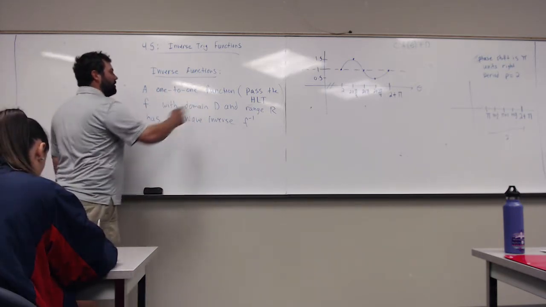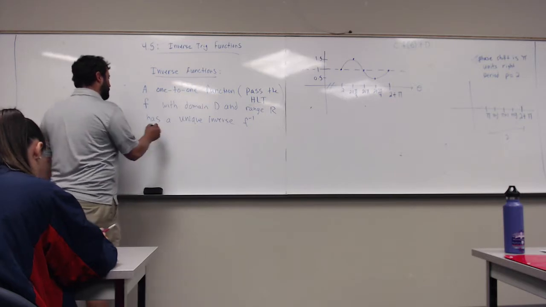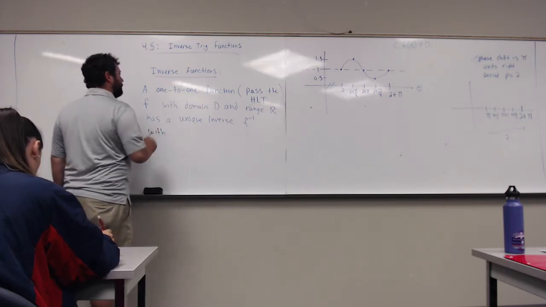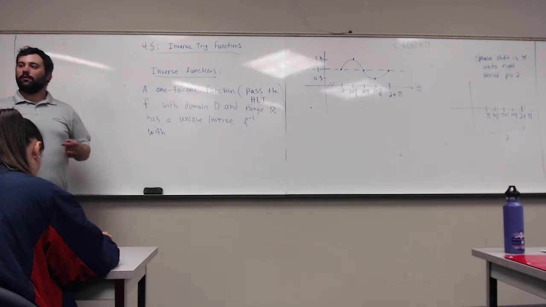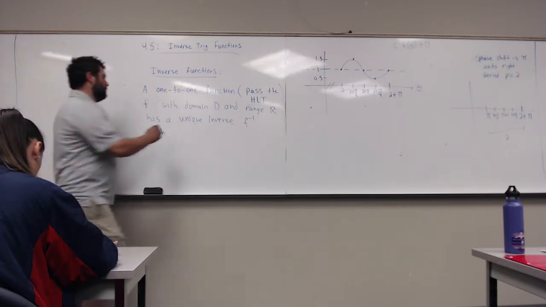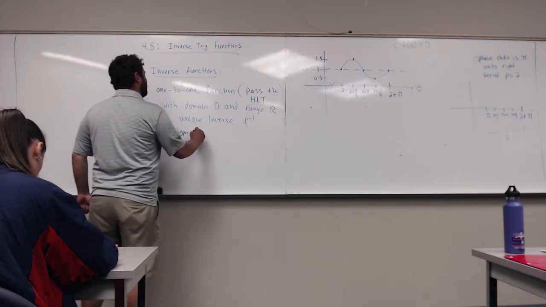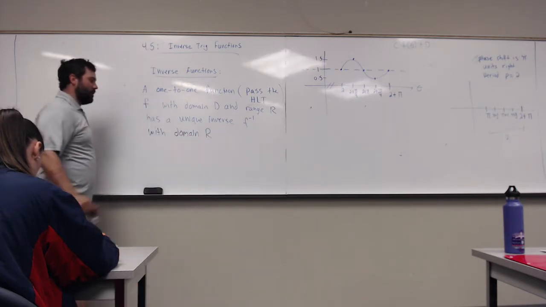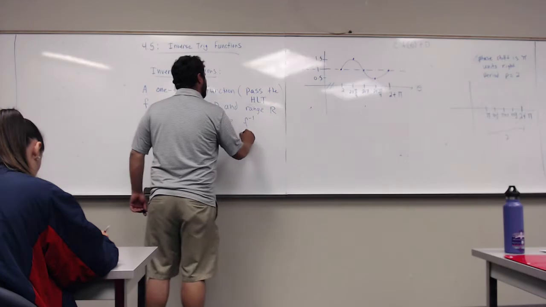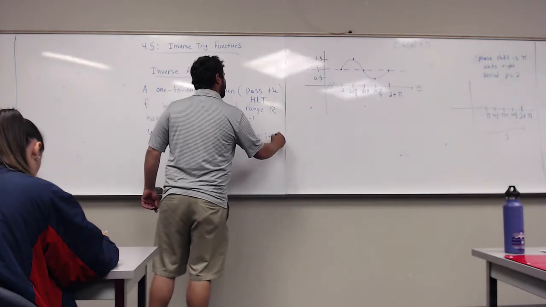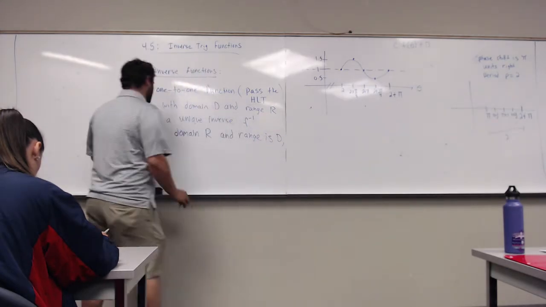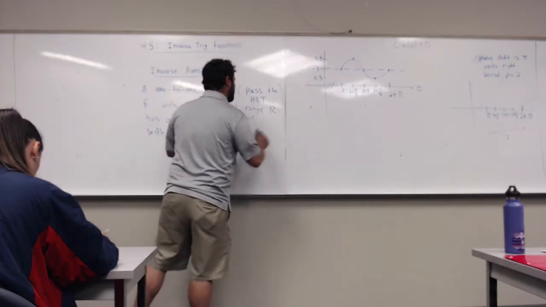So there's a unique inverse f to the -1, and then what does an inverse function do to your domain and range? It swaps them. The range of the original becomes the domain of the inverse. So the domain of f inverse is R, and the range is D, with domain R and range D.